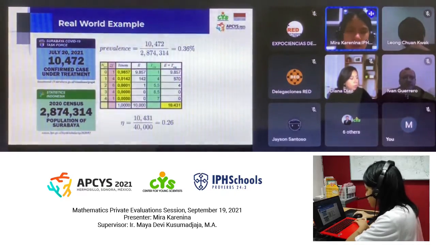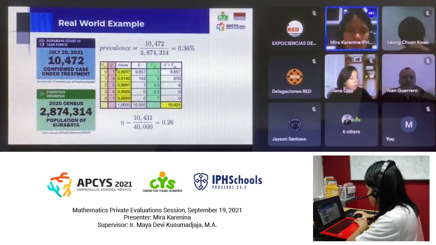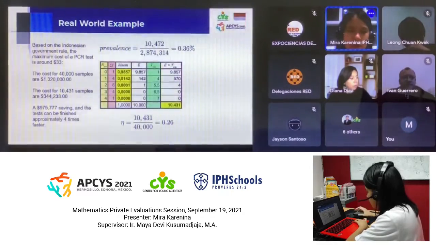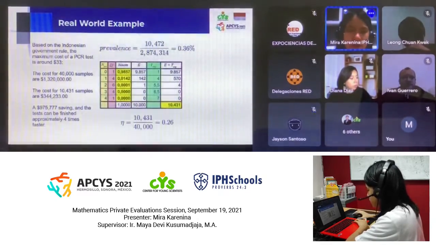As of July 20, there are 10,000 confirmed cases of COVID in Surabaya, with a population of 2.8 million, and that gives the prevalence rate of 0.36%. And with this prevalence rate, I got this as my binomial distribution, and then I got this as the efficiency. From this, we can see that the test can be finished approximately 4 times faster and cheaper. And for 40,000 samples, we can save almost $1 million.